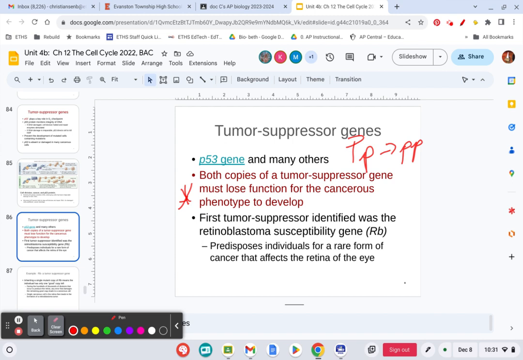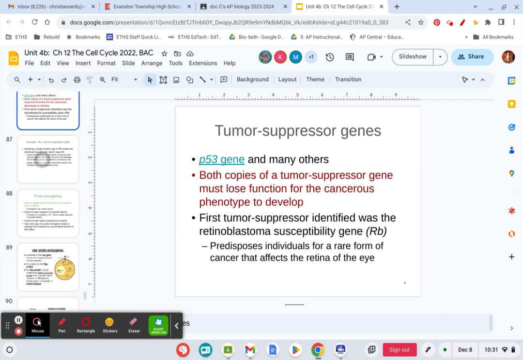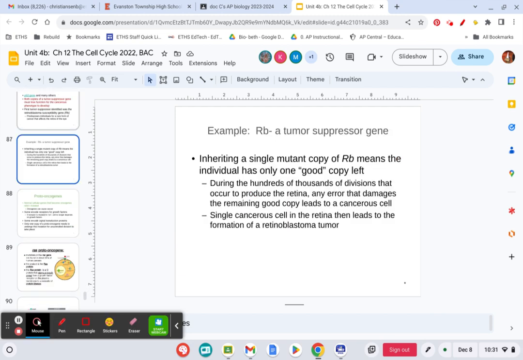So that's why. The first tumor suppressor gene that was identified was the retinoblastoma susceptibility gene. It's a rare form of cancer in the eye. So if you inherit it, that means that you have one good copy left.